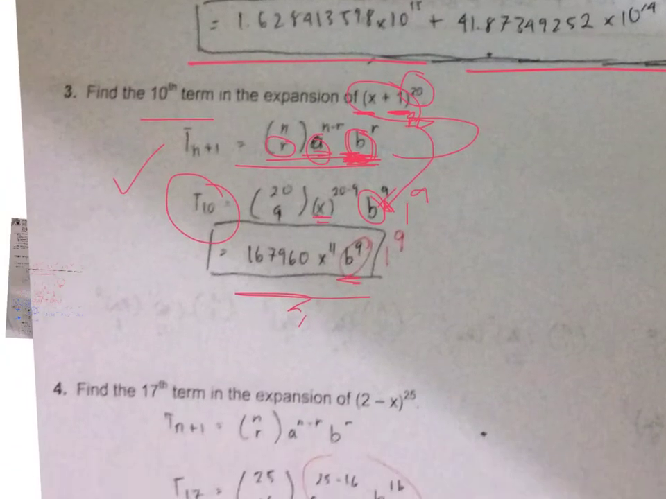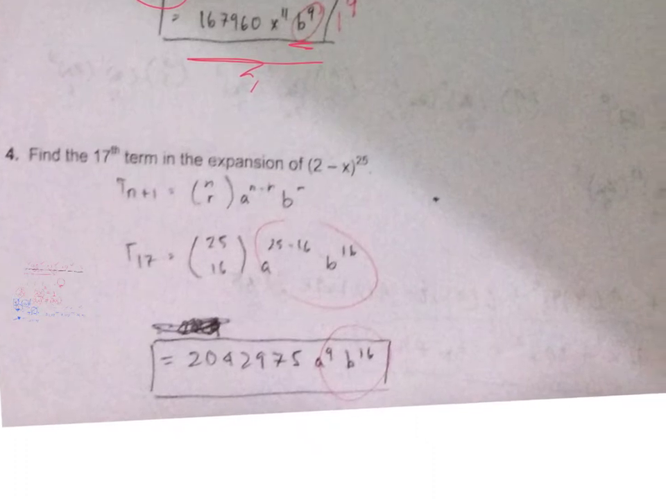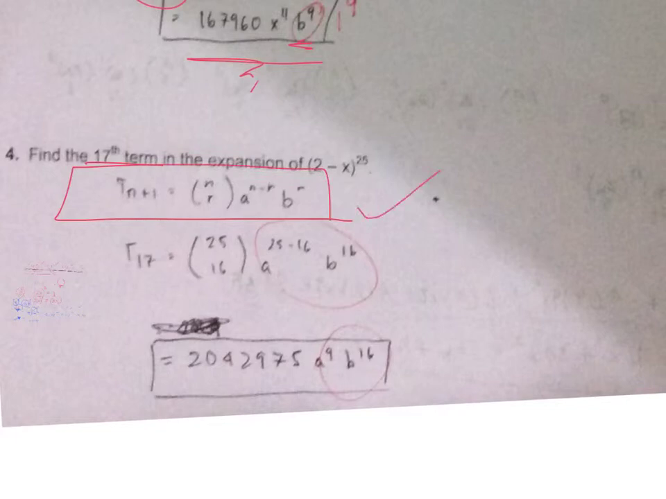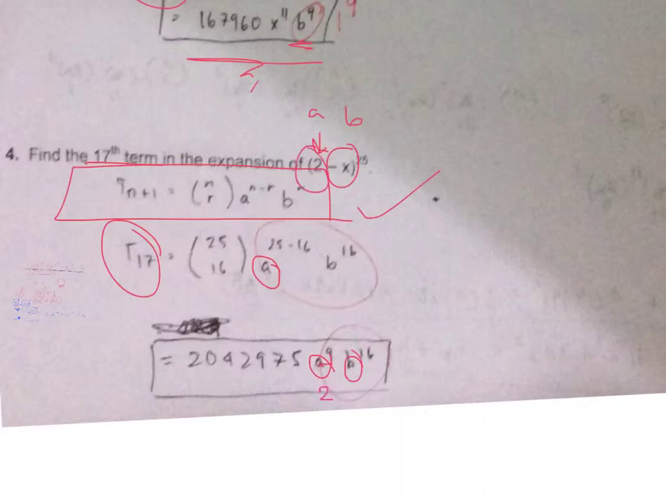Okay, next. Same idea. So finding a specific term. So you know the formula, so that's good. And then we want to find term 17, so T17, 25, 16. So first is A. This is the first term. This is the A. The second term is negative x. So this should be replaced. So you see, this A and this B should have been replaced by 2 and by negative x to the 16. Okay, so 2 to the 9 and x to the 16.